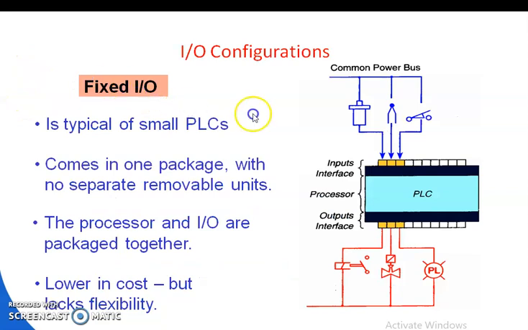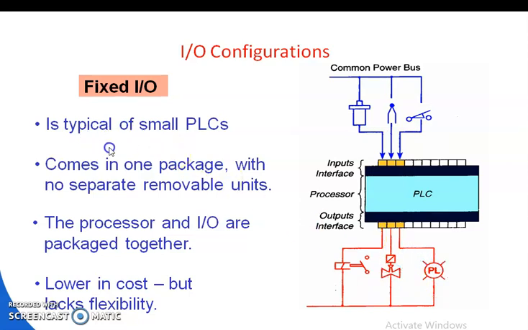I/O configuration, that is fixed I/O. This one shows the I/O blocks dependent here. This one is the PLC, programmable logic controller. Different segments are marked here. This one is the common power bus. Here supply is given directly to the PLC. Here are the input interface, processor and output interface. This one is the protected line, and the different loads are connected here.